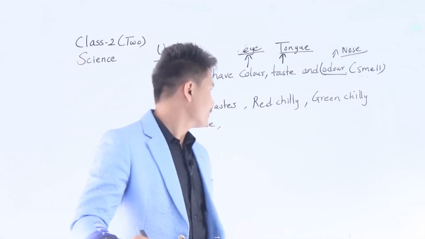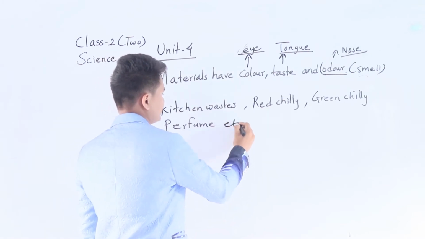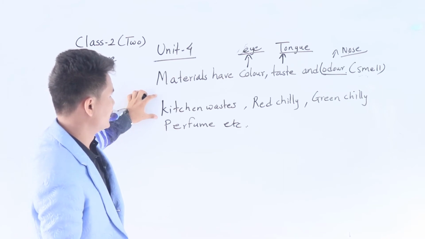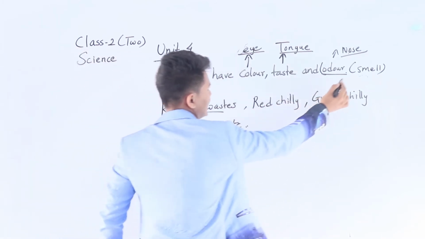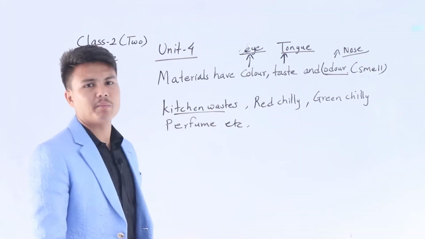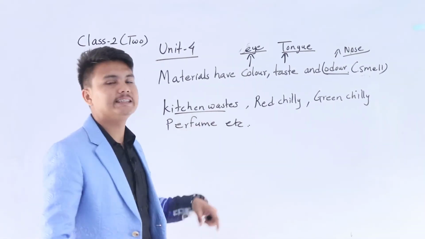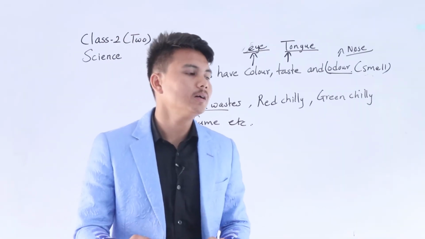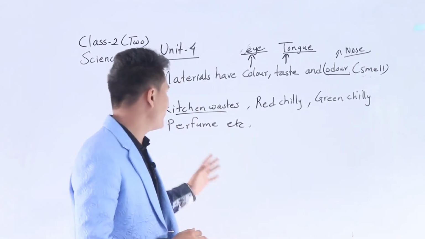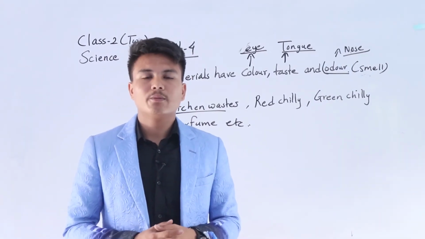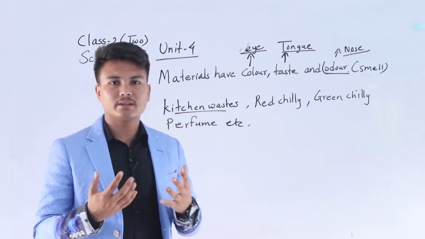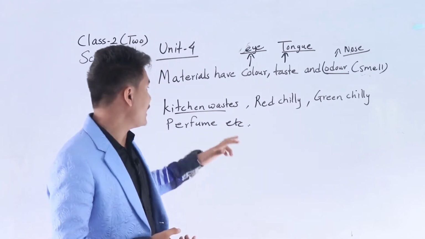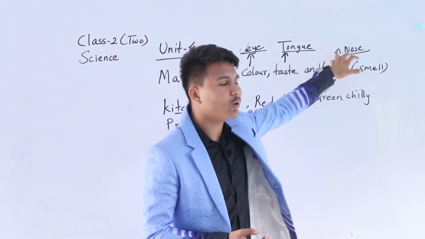Perfume, etc. Now you can find kitchen waste odor. There is a bad smell from kitchen waste. If it is decayed, then it is very bad. Imagine if you haven't bathed for a month, or for 2 months, then a bad smell comes from your body, which everybody does not like. And we identify that bad smell with the help of the nose.